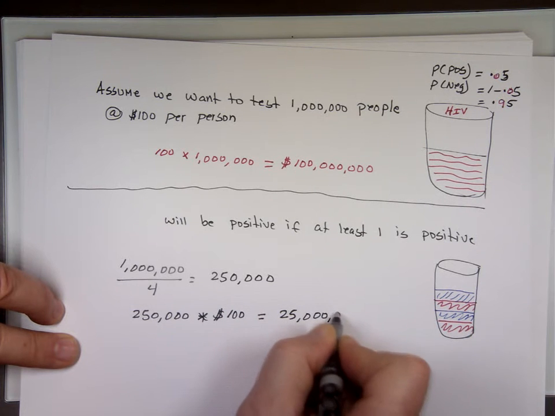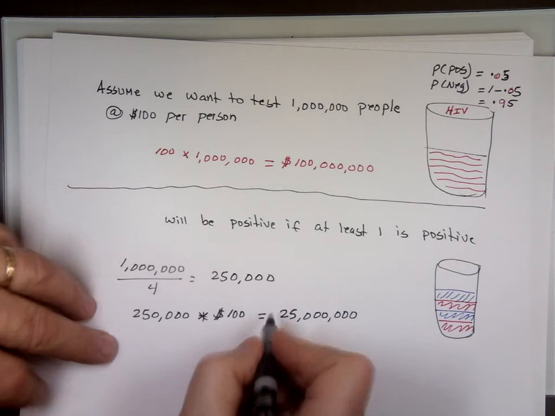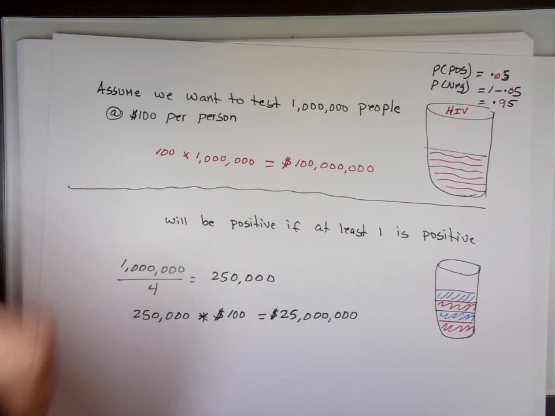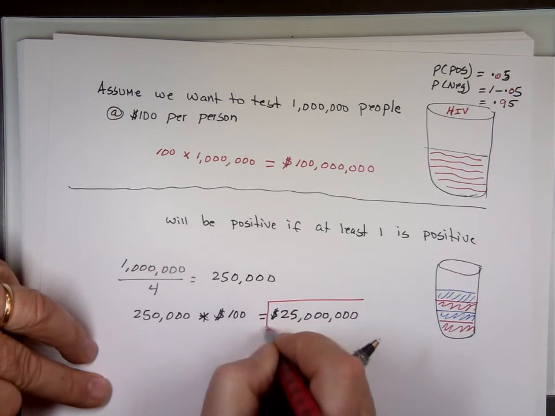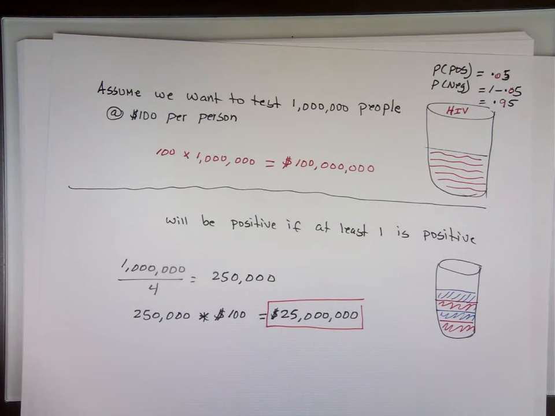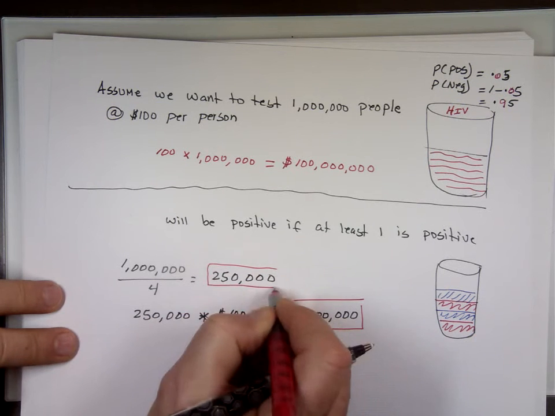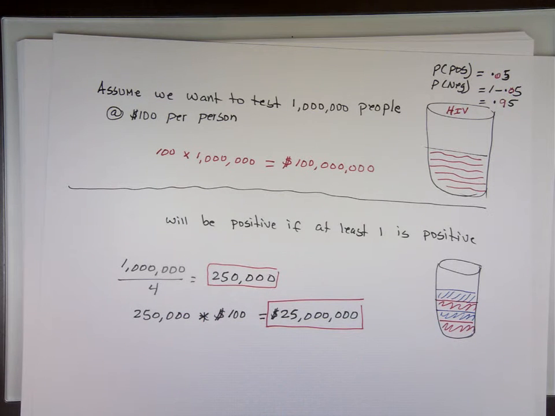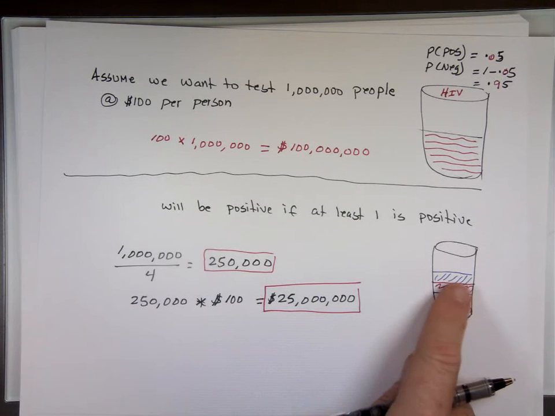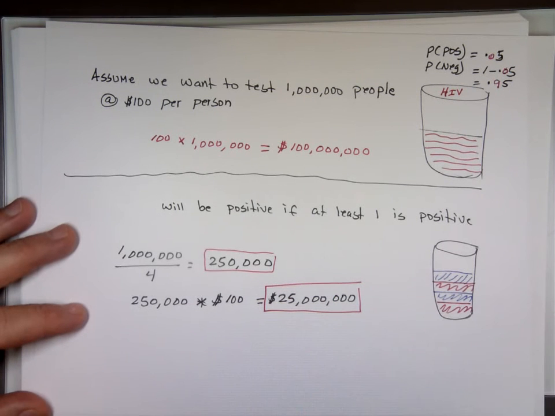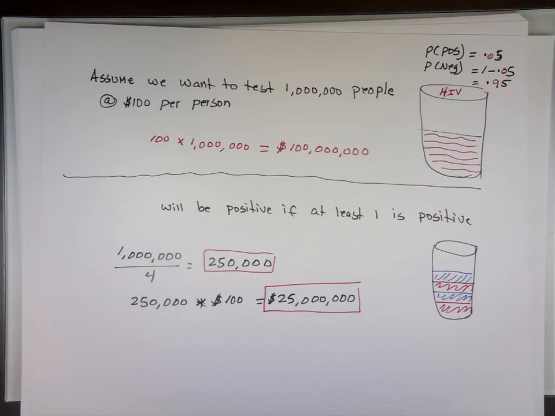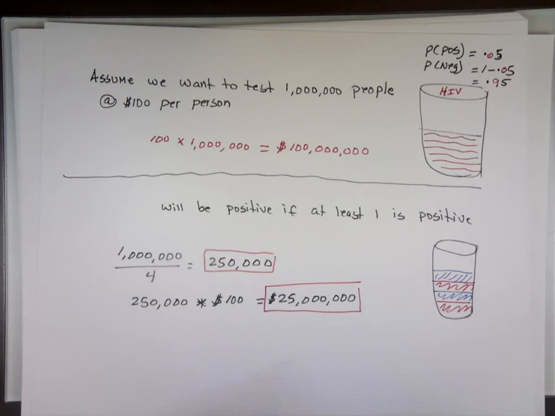That's the initial test. So we test all of them by putting 4 people into one tube. So we tested how many of them? 250,000 tubes. The next question, what is the chance now that tube will be positive? Because if that tube comes out positive, guess what? I got to test every one of these people separately. If it comes out negative, all 4 of them pass. So if this comes out positive, I got to test every single person in that group.